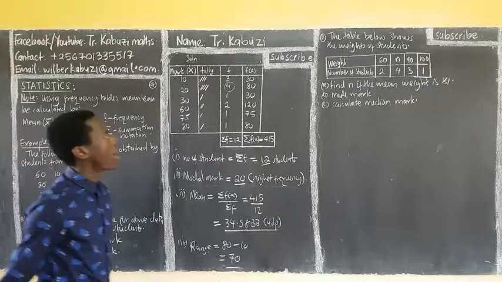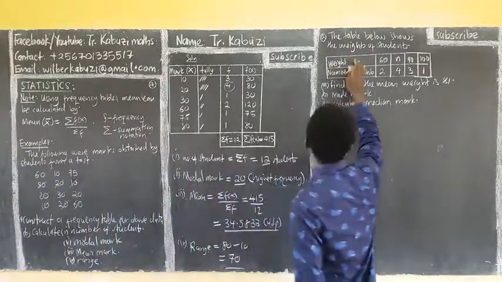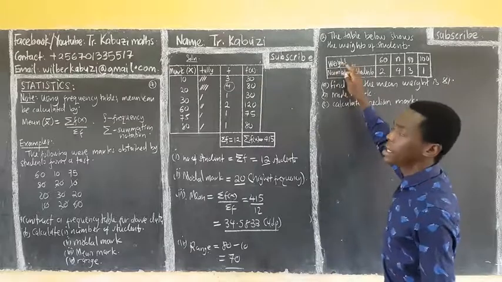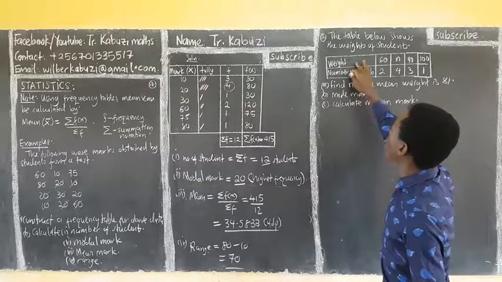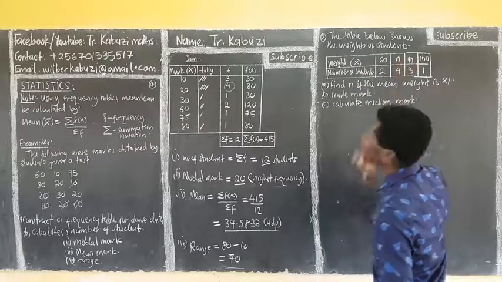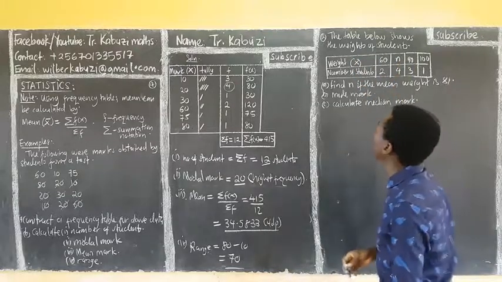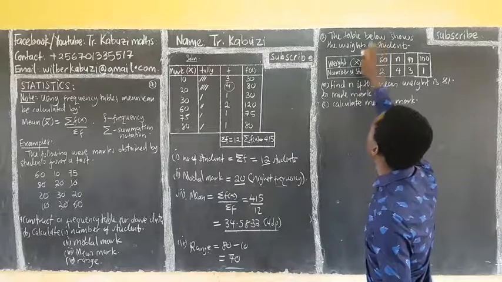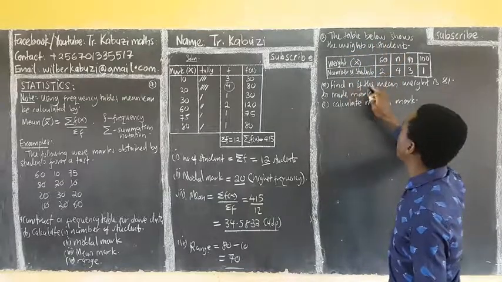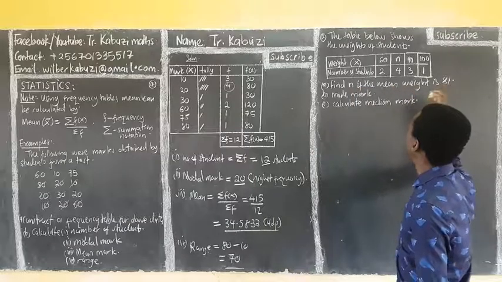So I think we know now how we got this table. That's why we are having a similar table here. So always this is going to be our x, if they're just items, when they're not grouped. Then the table below shows the weights of students. The number of students are here. Find n if the mean weight is 81.